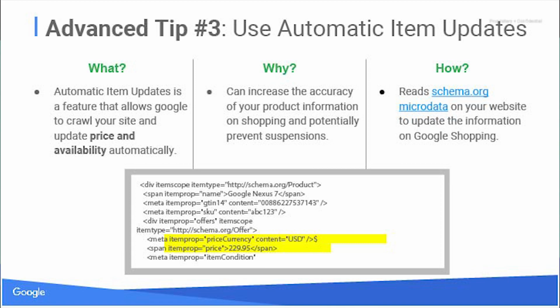Automatic item updates. So one of you asked about this, right? This is a great feature, especially if you struggle with accurate pricing and availability information in your feed. If you have good schema.org markup on your website, you can sort of opt into automatic item updates, and we'll ensure we're showing the accurate price, and it'll really reduce the amount of errors that are in your accounts for price and availability discrepancies.